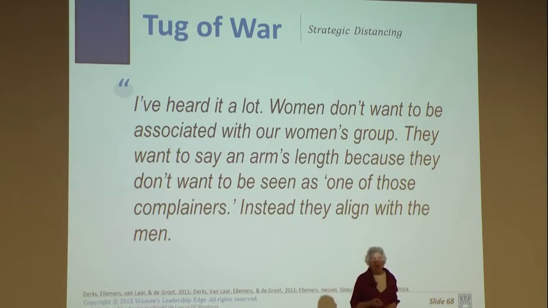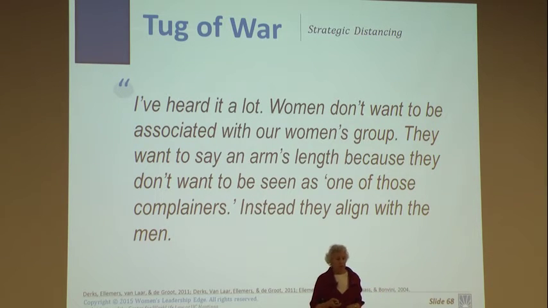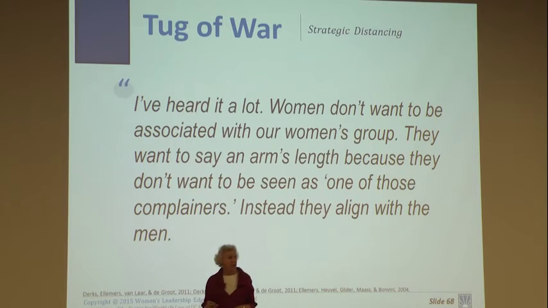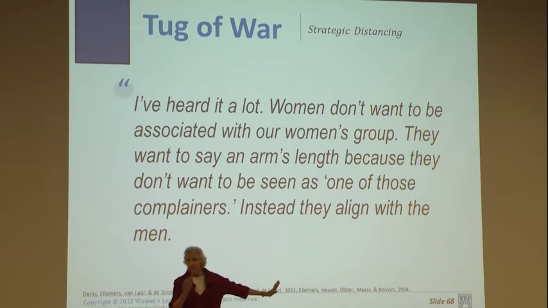I've heard that a lot. Women don't want to be associated with our women's group. They want to stay at arm's length because they don't want to be seen as one of the complainers. So instead, they align with the men. This is an example of strategic distancing. I sometimes call it, why would I want to hang out with losers, right? Notice how you're distancing yourself from the out-group and aligning with the in-group in a politically savvy way.